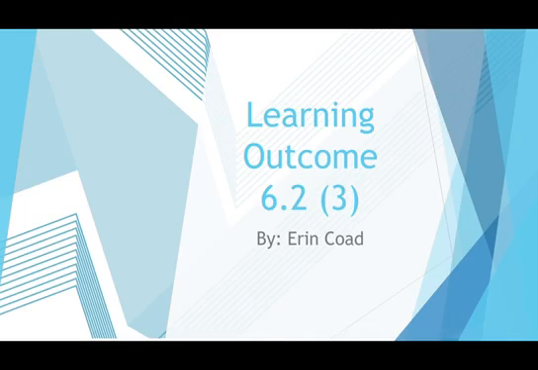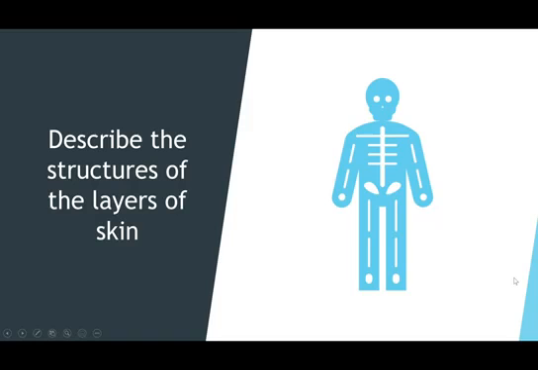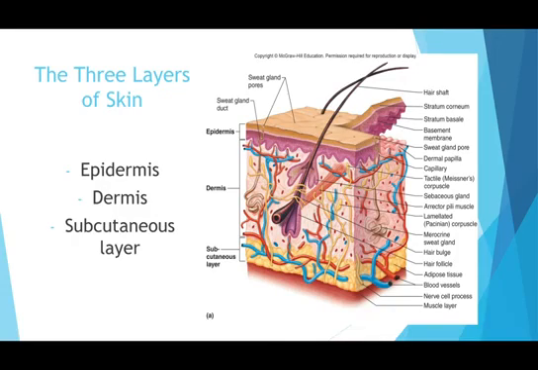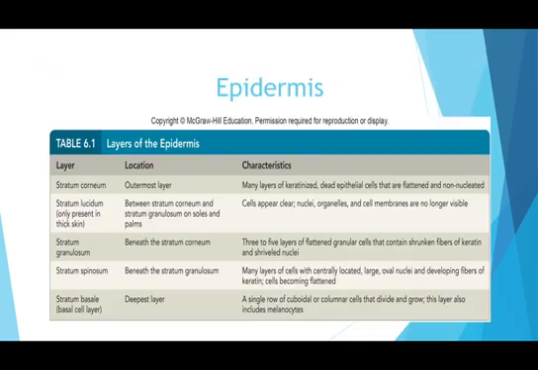This time I was assigned Learning Outcome 6.2, number 3, and that is going to be describe the structures of the layers of skin. Let's go ahead and get started. There are 3 layers of skin, the epidermis, dermis, and then the final layer. I don't want to attempt that name, I'm sorry. So I could basically just look at this picture and go based off of that, but that would be a really short PowerPoint. So let's move on to the next slide.